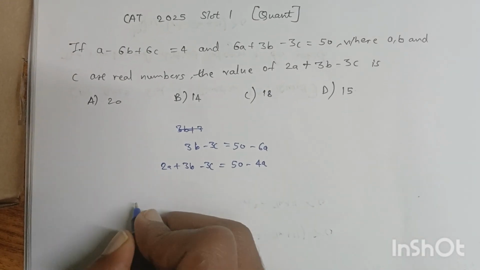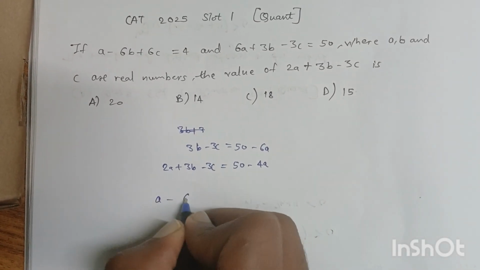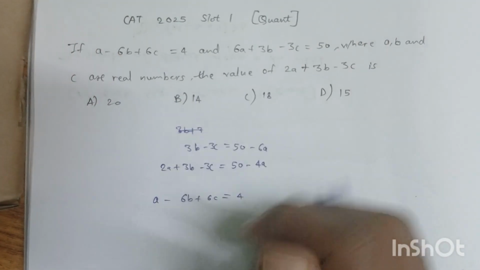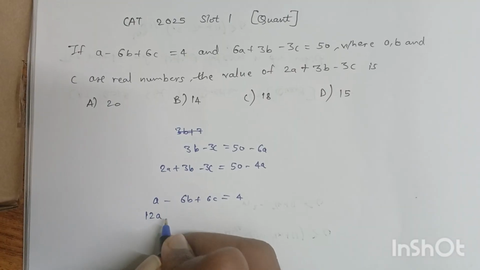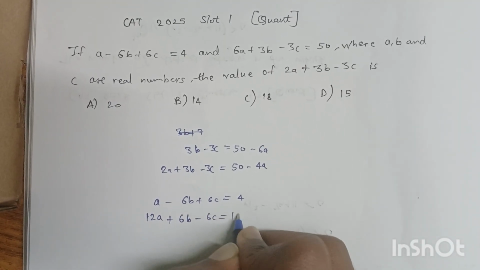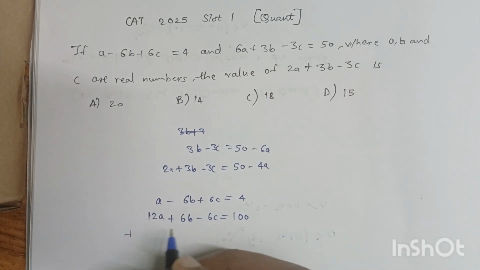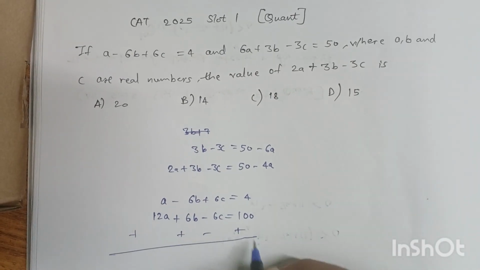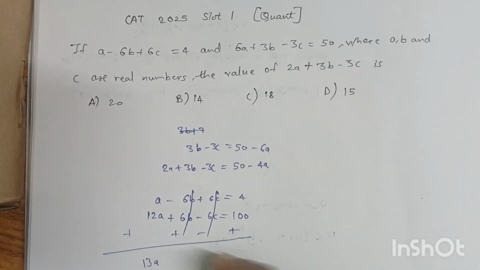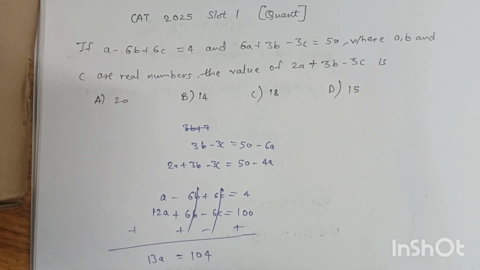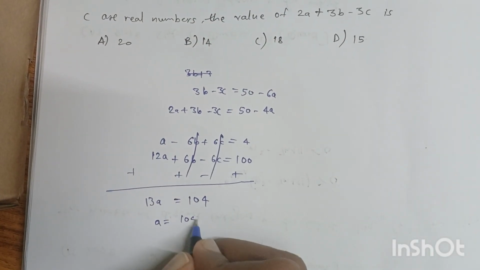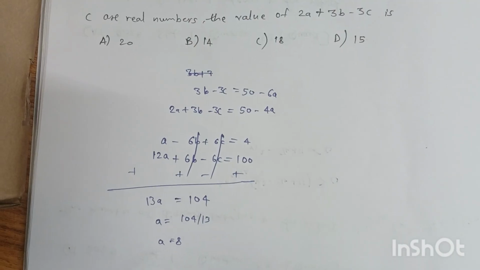So we will do the same process here. Firstly, a minus 6b plus 6c equals 4, and multiplying this equation by 2, it will be 12a plus 6b minus 6c equals 100. Now we add the equations. So 13a, with both b and c terms cancelled, equals 104. The value of a becomes 104 divided by 13, which is equal to 8.